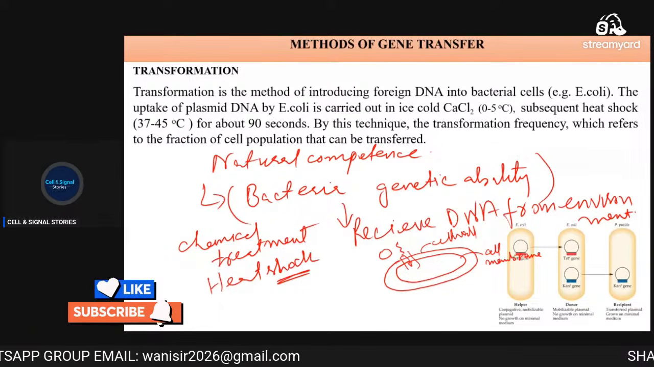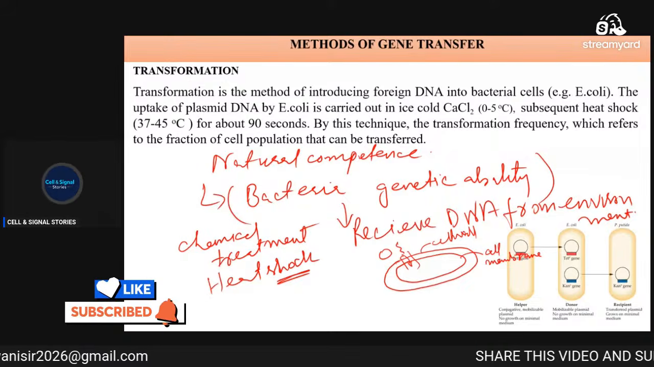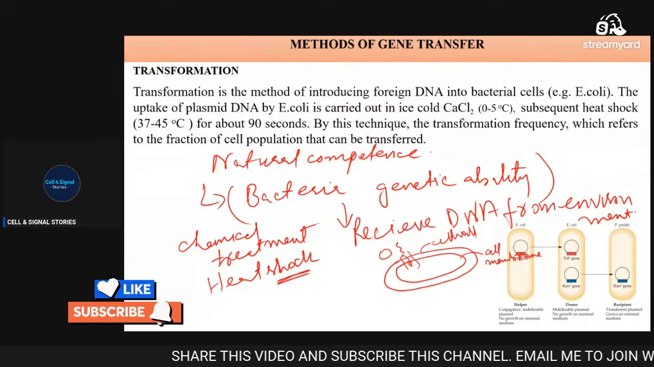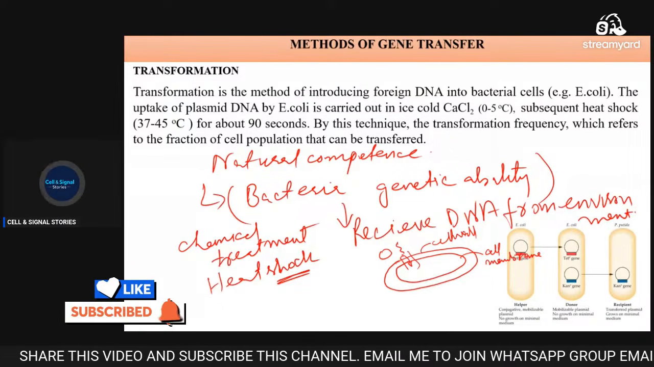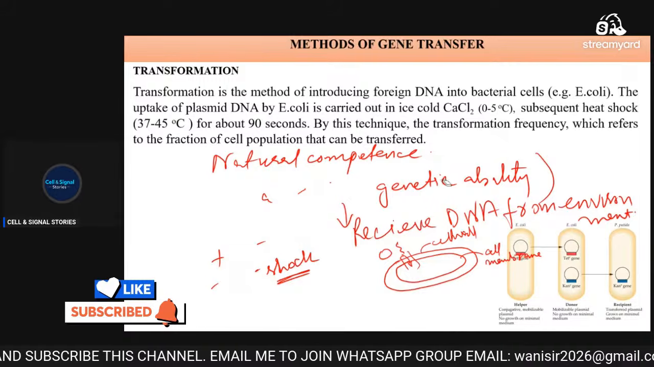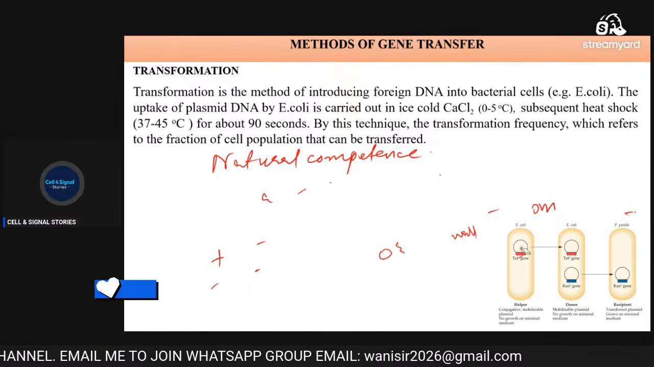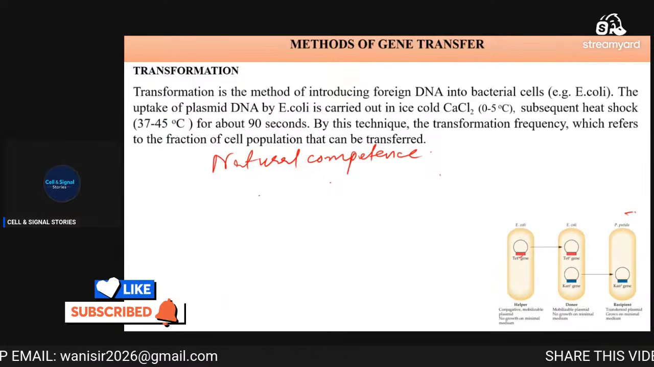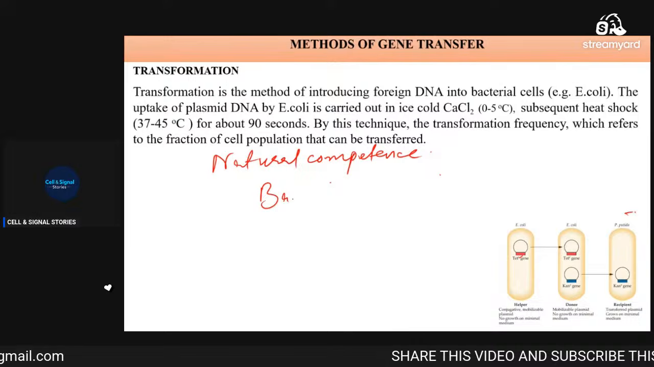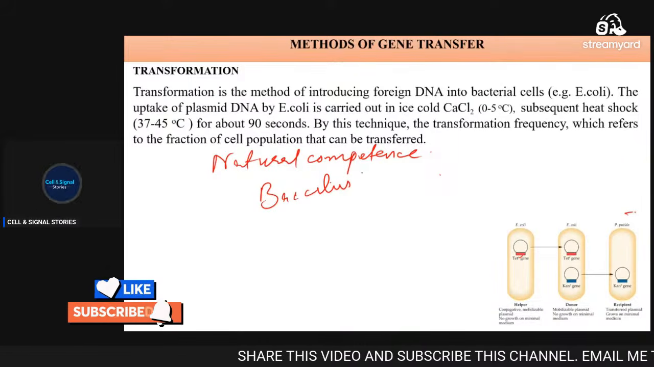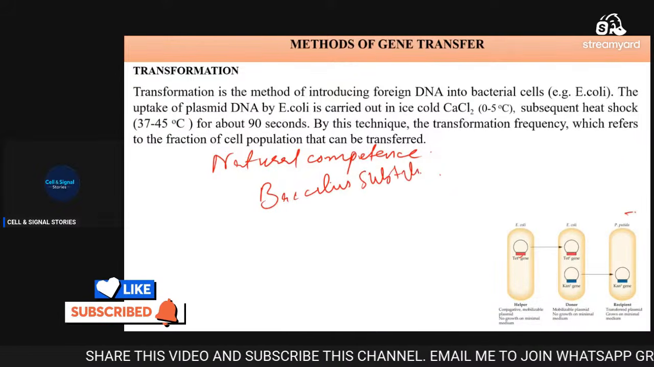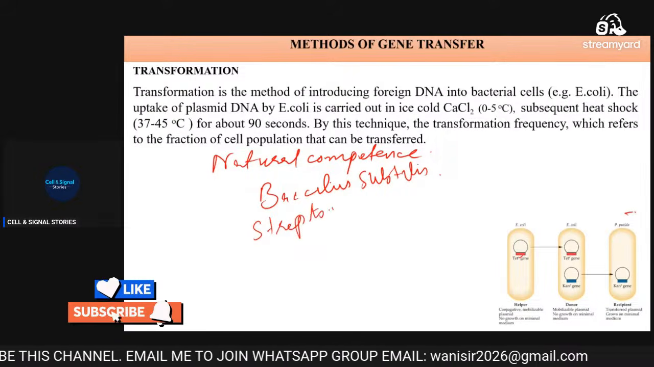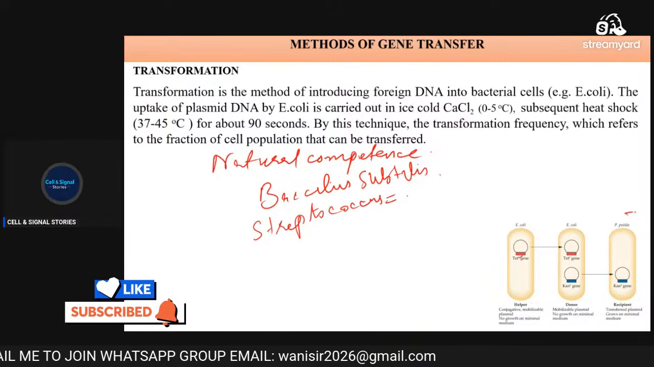Natural competence has been reported in many bacterial strains like Bacillus subtilis, Streptococcus pneumoniae, Neisseria gonorrhoeae and Haemophilus influenzae. So there are types of bacteria that have natural competence. I will write down which strains have it. First of all, it is Bacillus subtilis. Another is Streptococcus pneumoniae.